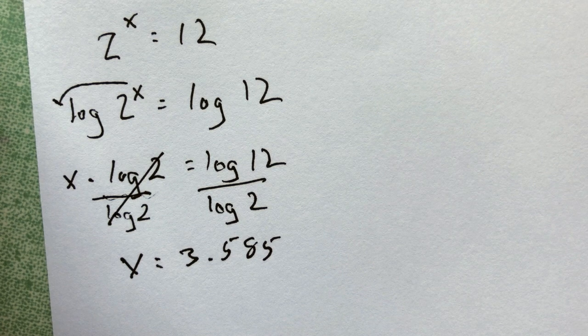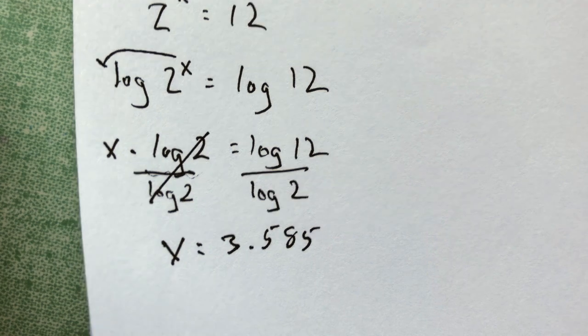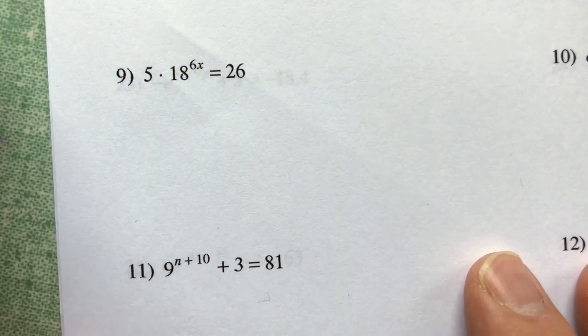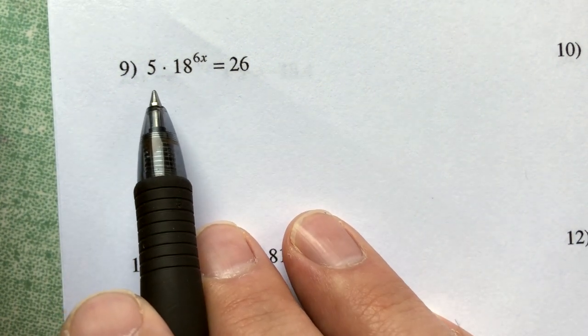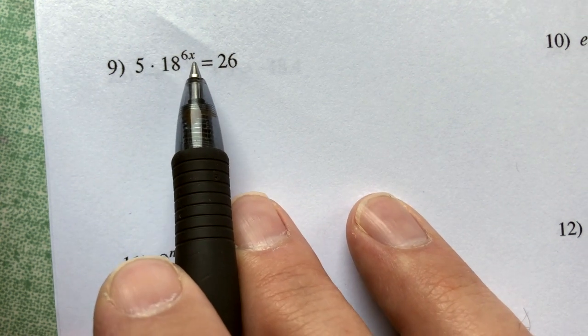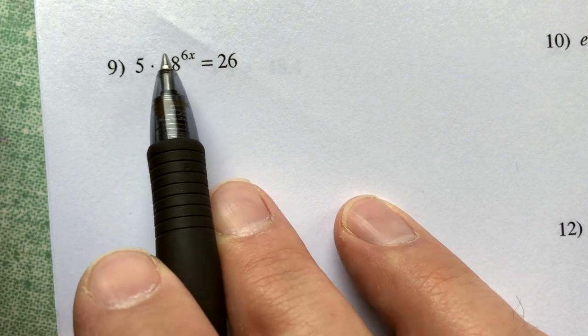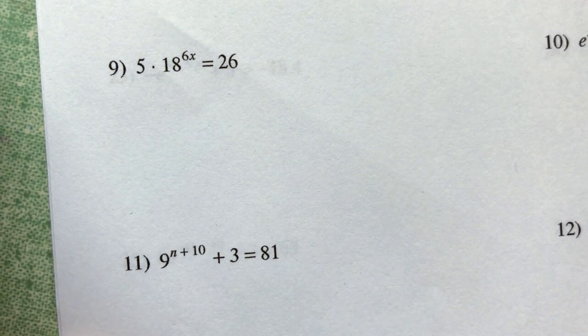Let's see how that works with a couple other example problems. Let me get some more complicated problems out here for you. Let's take a look at number 9 on this worksheet together. Okay, so number 9, we got 5 times 18 to the 6x power equals 26. And we want to solve for what value of x can I put in there to make this thing true? What value of x is going to make all this stuff equal 26? And so since x is in the exponent, I know I'm going to have to use a log somewhere in there to solve this thing, okay?